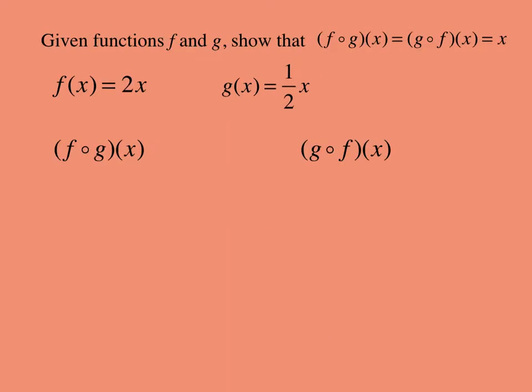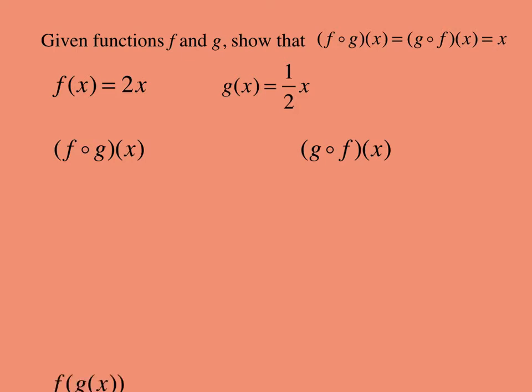Now we'll look at another example where the function f of x is a direct variation linear function. It's a line that goes through the origin with a slope of 2. G of x also goes through the origin. It's a linear function, but with a slope of 1/2. We want to find f of g of x and g of f of x. And according to the directions, we're trying to prove that these two expressions will both simplify down to x.